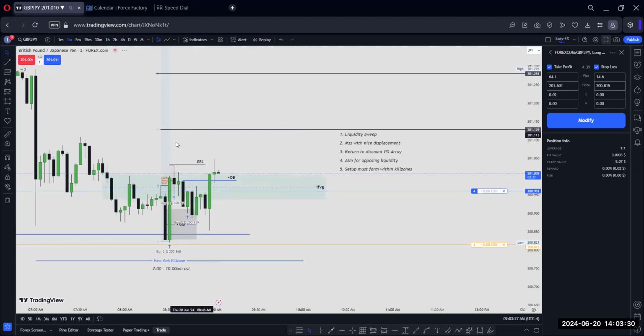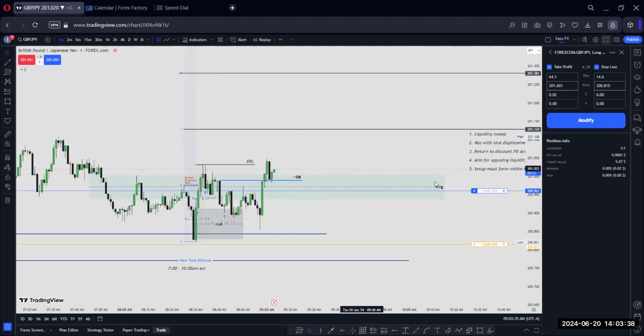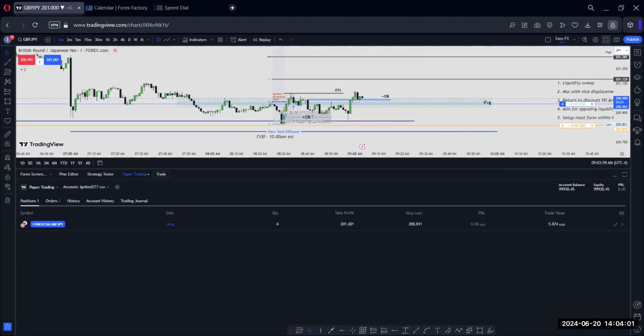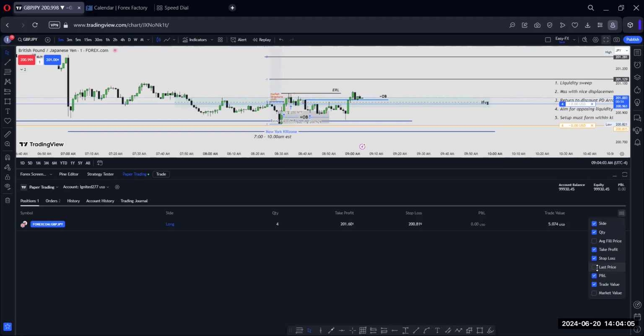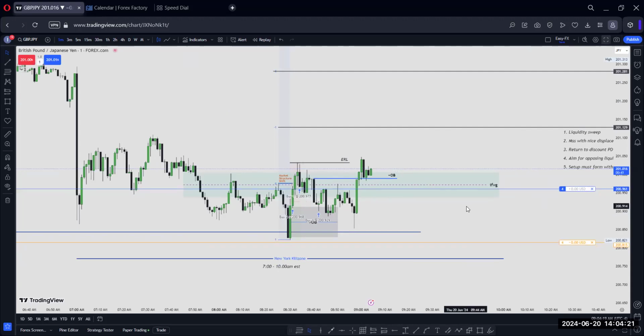All right, so we are still on. Good. I like that move. Maybe we might return to this fair value gap.